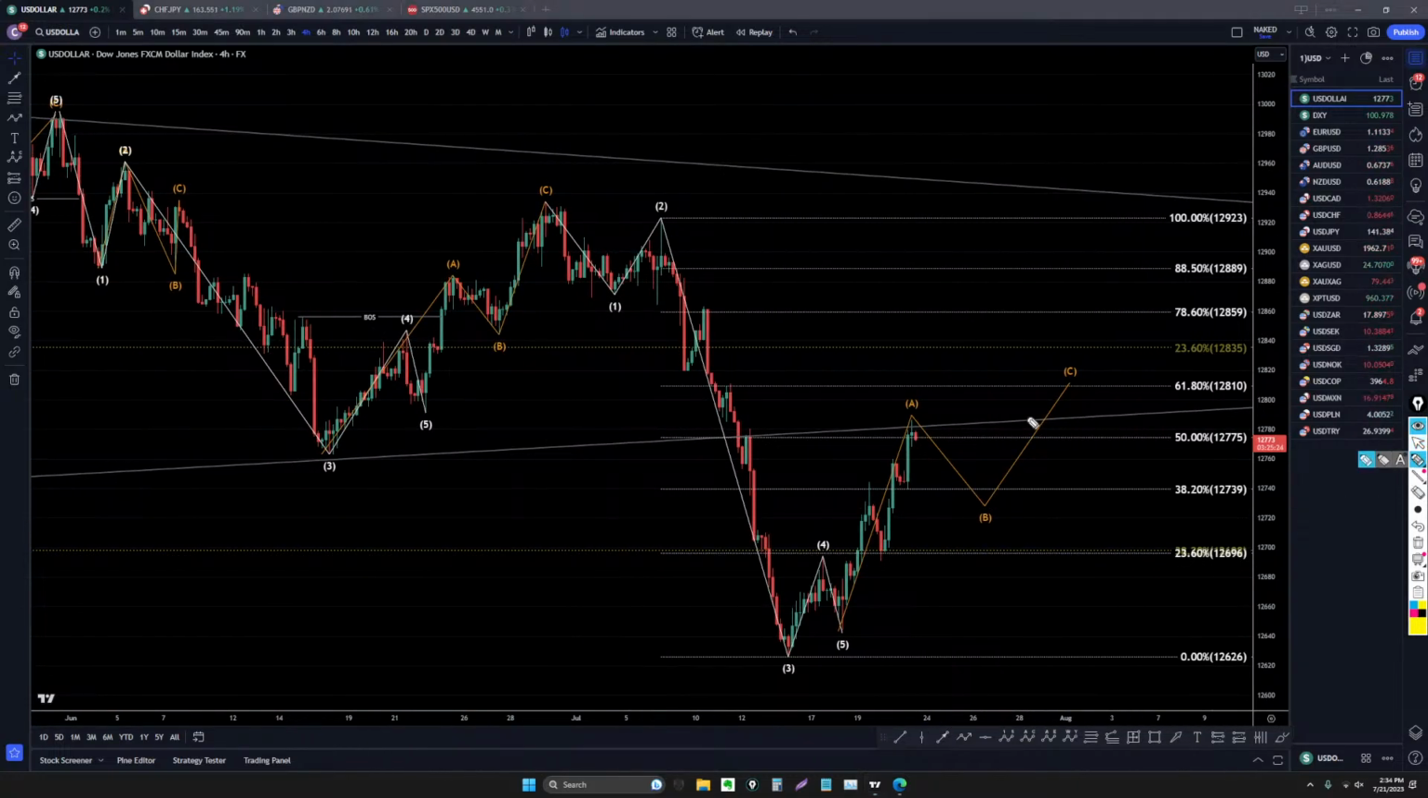So going down to the 4-hour time frame, to me it looks very clear that this is a 1, 2, 3, 4, 5.